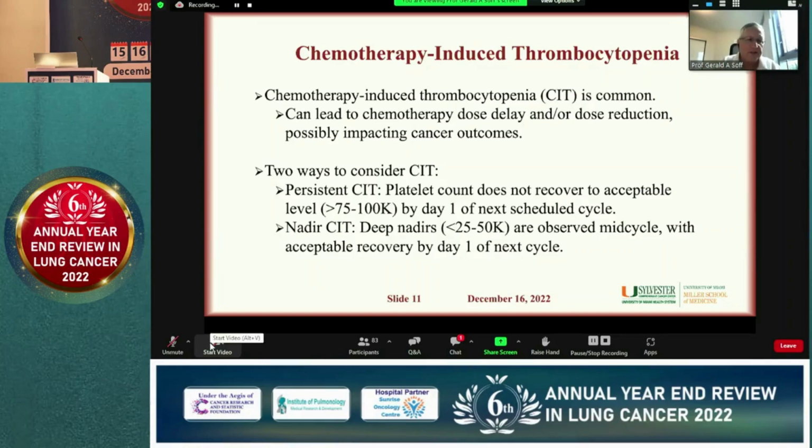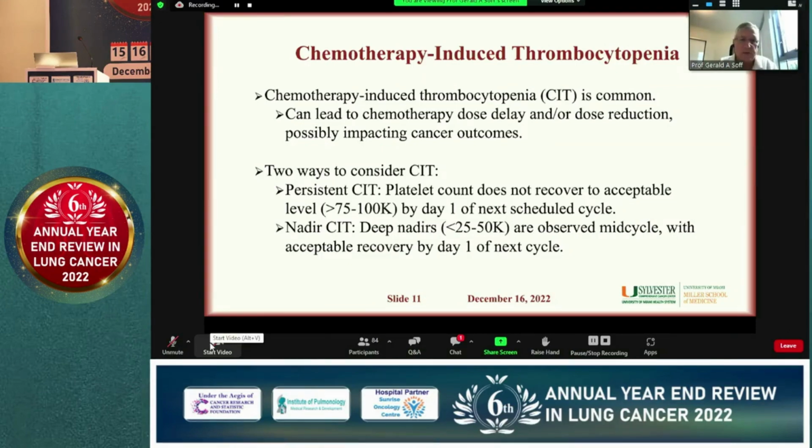And I want to emphasize there's really 2 ways of considering CIT. One is persistent CIT and one is nadir CIT. And the literature has been a bit foggy, a little bit inconsistent, because people are developing studies with different eligibilities and different endpoints. So they're going to get very different kinds of results. So let's briefly tease this out.